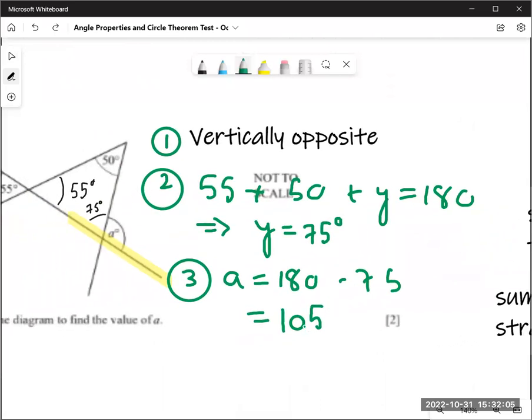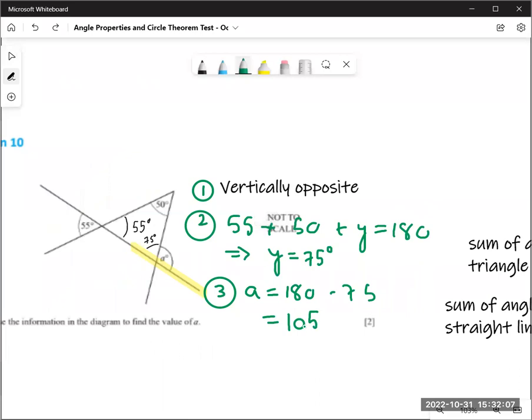Who got the correct answer, 105 degrees? Sir, me. I got until the 75 part. I got 55 because I used the alternate angles are equal method. Yes, me too. Let's see if that works.